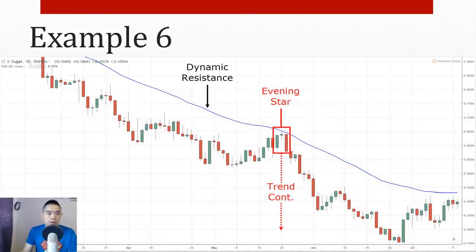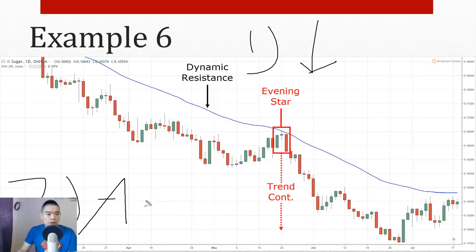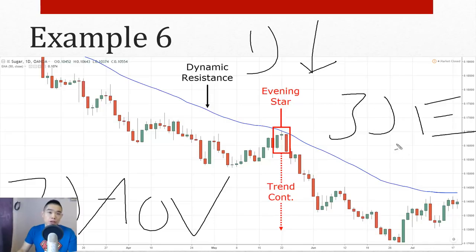Example 6, let's have a look again. So again, the Tay framework, number 1, what is the trend? Tell me. The trend is down. Number 2, do we have an area of value where we can trade from? Seems like the market is respecting this 50 MA. And then, third thing, do we have a valid entry trigger to trade from?